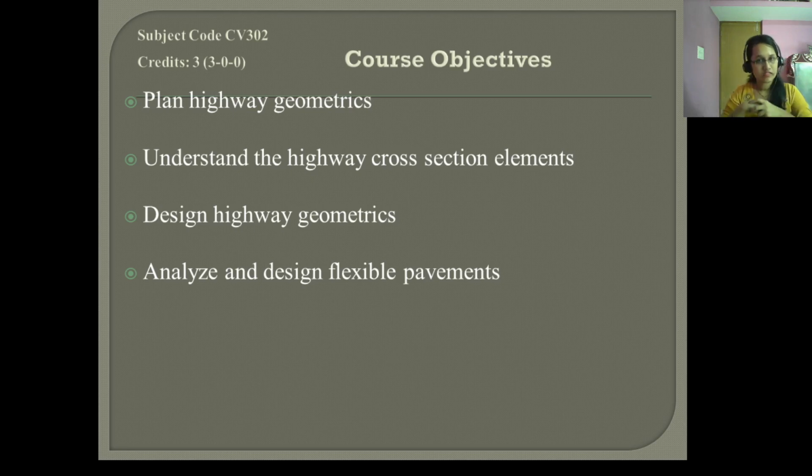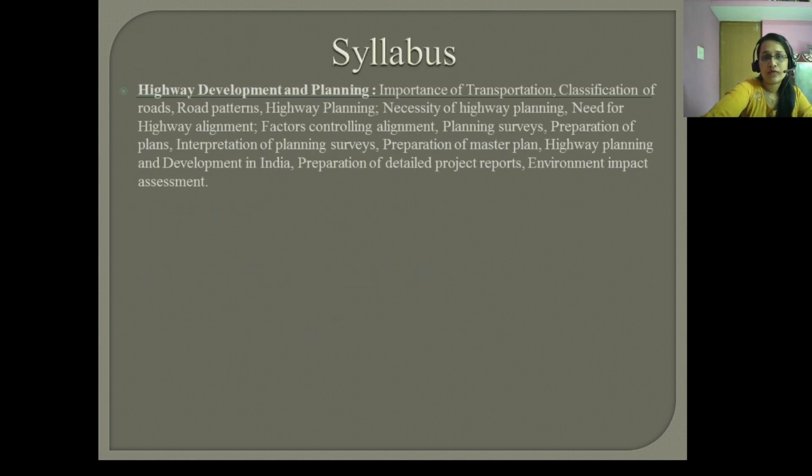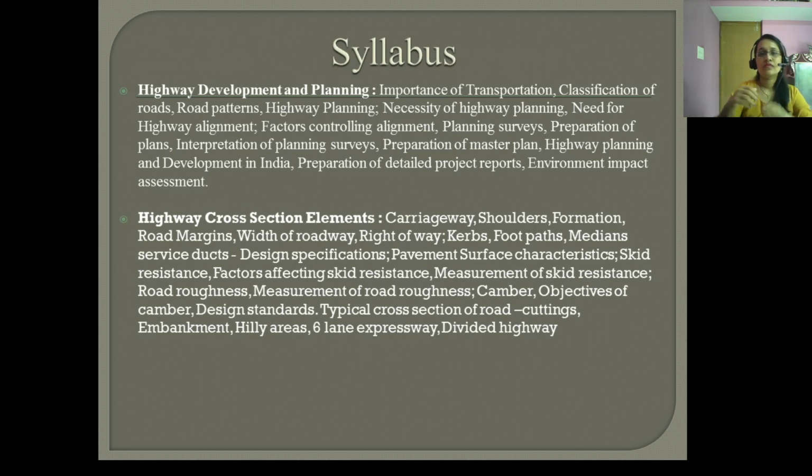After completing the subject, the student will be able to develop an understanding about transportation engineering, understand the advantage of road transportation over other modes of transportation, develop an understanding about the road development process. The student will be able to plan highway geometrics, design highway geometrics, and analyze and design flexible pavements and rigid pavements. So coming to the syllabus, the first topic is on highway development and planning.